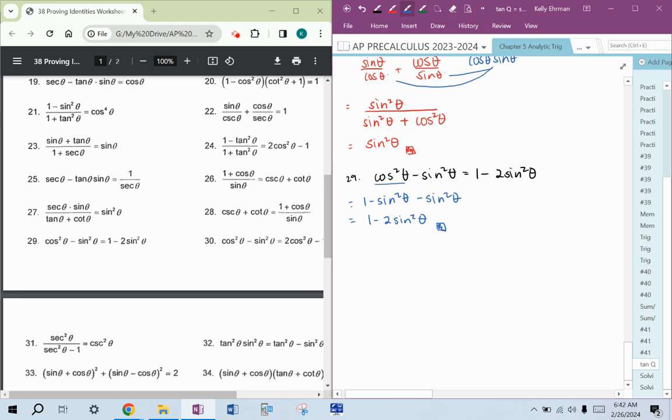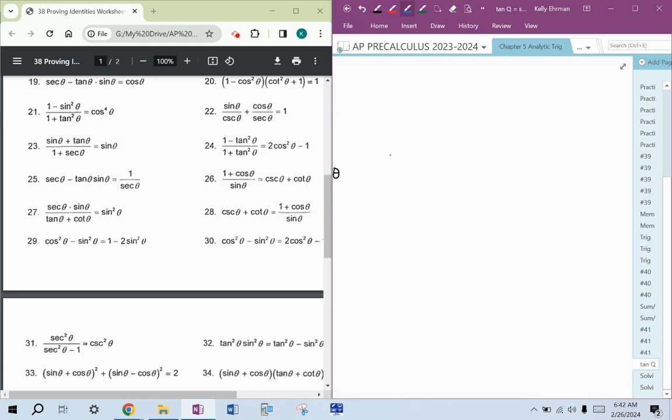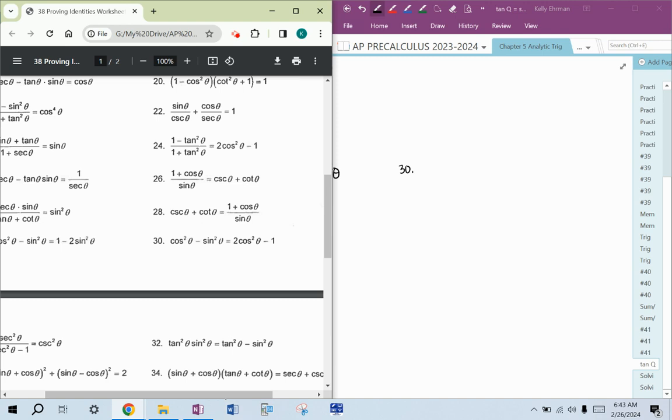This expression, cosine squared minus sine squared, is an identity that we're going to learn after this first quiz. So we're getting used to manipulating it now, and we'll see it a lot in the future. So same idea with this one. Just looking ahead a few days, we're going to learn that cosine squared minus sine squared is equal to a different trig identity.